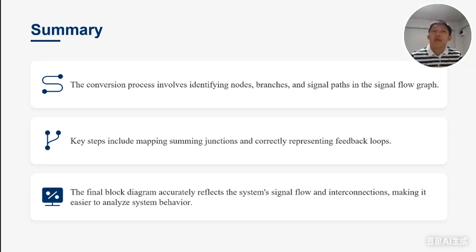In summary, converting a signal flow graph to a block diagram requires careful identification of components and signal paths. The resulting block diagram is a powerful tool for system analysis, clearly showing input, output, and feedback mechanisms.